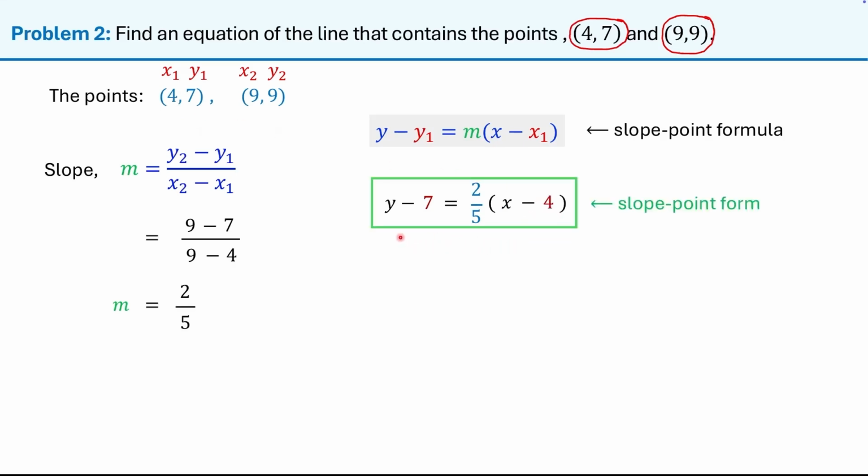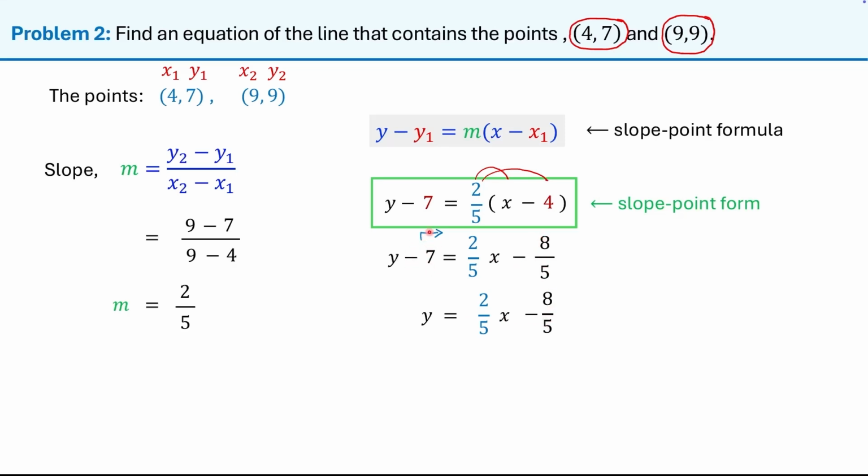Next, we are going to write this in slope-intercept form. First, remove the parentheses using the distributive property. You get y minus 7 is equal to 2/5 times x, which is 2/5 x. 2/5 times -4 is negative 2 times 4, which is 8, divided by 5. Now, isolate y by moving this term to the right-hand side. You get y is equal to 2/5 times x minus 8/5.